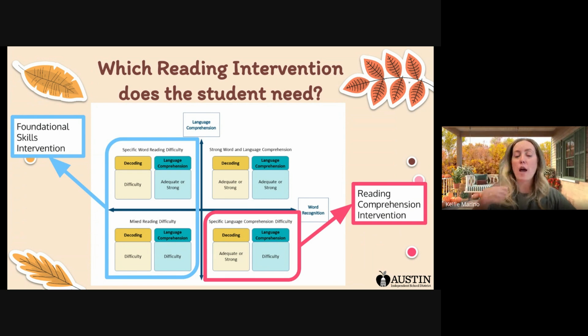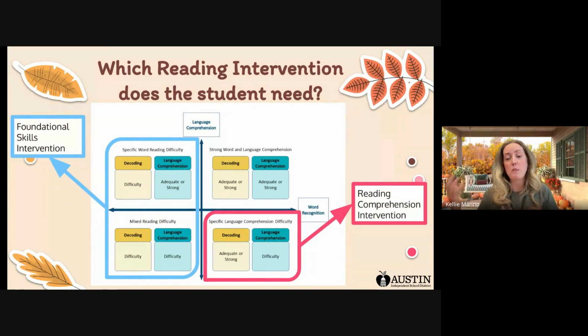Only students who have adequate or strong decoding skills, but a difficulty in language comprehension should be receiving reading comprehension interventions. And this is really vitally important, because if we think about that equation, if students do not have the strong foundational skills, we do not have enough to build on to work towards reading comprehension mastery. So we have to set the strong foundation and make sure that that is taken care of before moving forward.